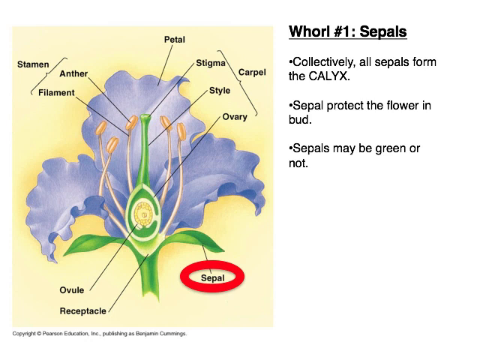Whorl number 1 is the sepals. Collectively, all of the sepals are referred to as the calyx. The sepals primarily protect the flower when it's in bud, and the sepals may be green or not. In fact, there's many examples where sepals look like petals.